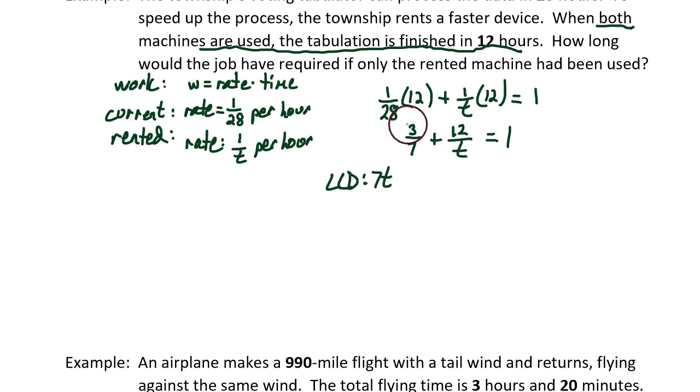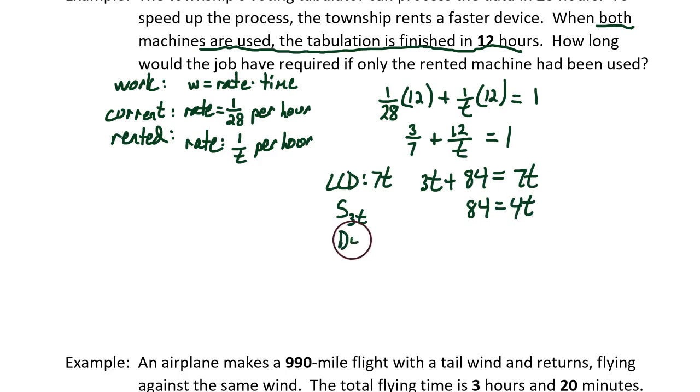When you multiply the first fraction by 7t, the 7's cancel, leaving 3t. When you multiply this by 7t, the t's cancel, leaving 12 times 7, which is 84. And when you multiply 1 times 7t, you get 7t. Next, we can subtract 3t from both sides, getting 84 equals 4t, and then divide by 4 to solve for t. 84 divided by 4 is 21.